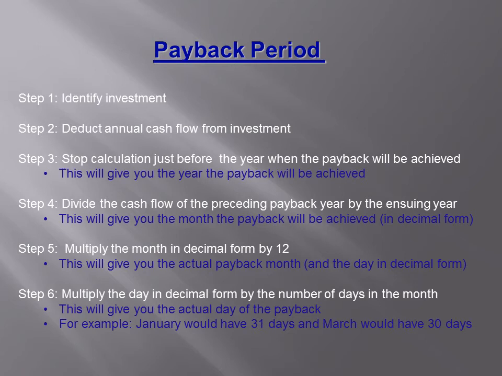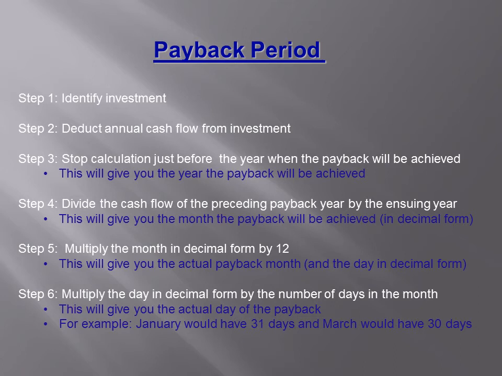Now here are some of the steps that you use to calculate payback period. One, you identify an investment. You deduct the annual cash flow from the investment. You would stop calculation just before the year when the payback will be achieved, because this will give you the payback year. Then you would divide the remaining amount by the cash flow of the following year. Don't worry about the language. I'll show you an example in just a second.